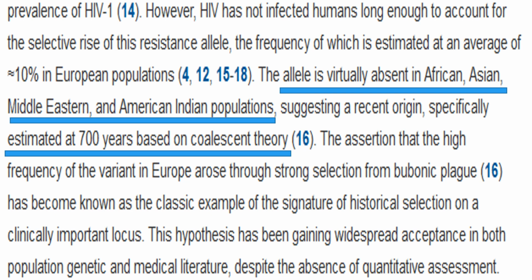And here the researchers offer additional explanation regarding their thinking. What they are indicating is that HIV has not infected human beings long enough to account for this allele. So this resistance cannot be attributed directly to HIV, is what they are asserting. They are also indicating that on average about 10% of European populations have this resistance. They've also noted that this allele, this mutation, is virtually absent. We talked about this in African populations, Asian populations, Middle Easterns, and American Indian populations.